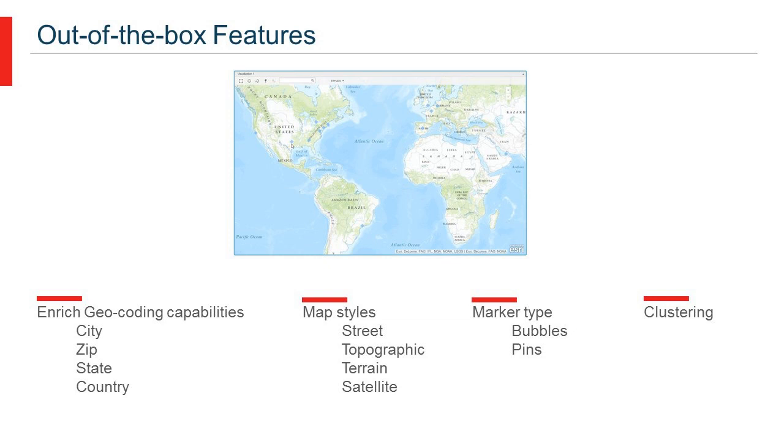Just to summarize, for our out-of-the-box maps features, we have the ability to geocode. We can enrich your data very, very much. We also have new map styles. We have different marker types, including clustering.